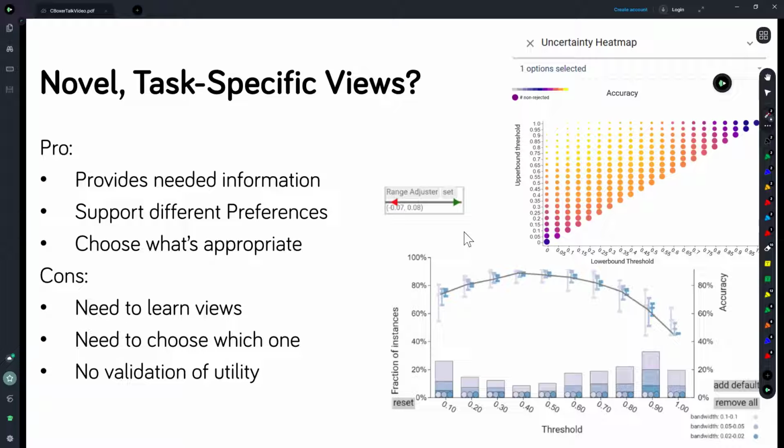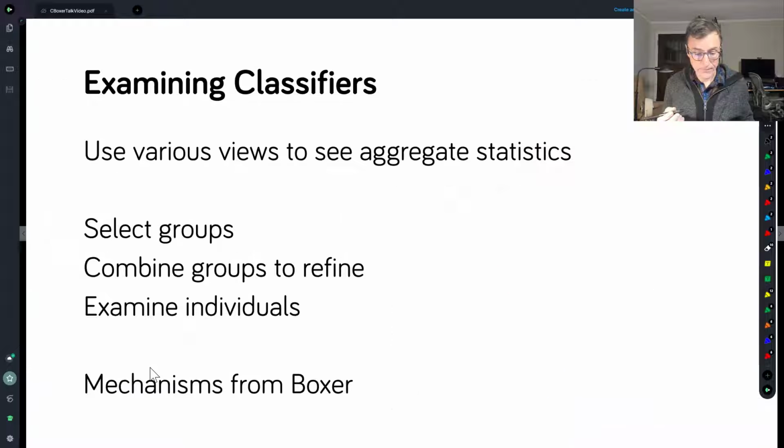Now, these novel task-specific views have upsides and downsides. The good news is they provide needed information and they support different preferences. At different times, we like different ones. It allows us to choose which one is appropriate for a given task. However, it does mean we have to have the users learn how to use all these different views. We need to be able to spend time choosing which view. Just because you have them all, you don't necessarily know which one is the right one to use.